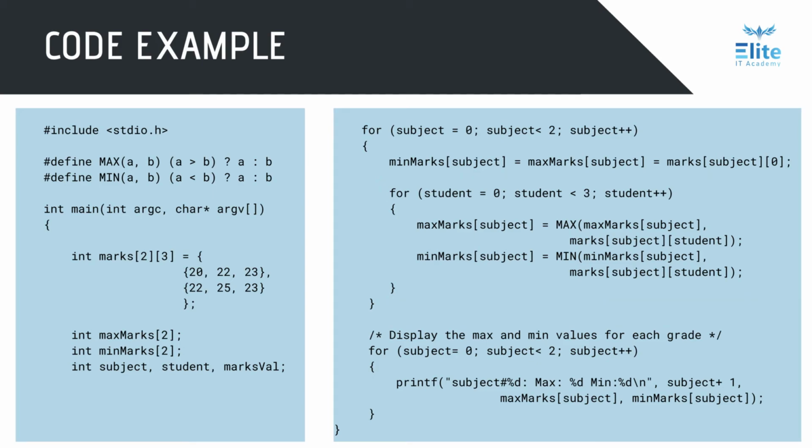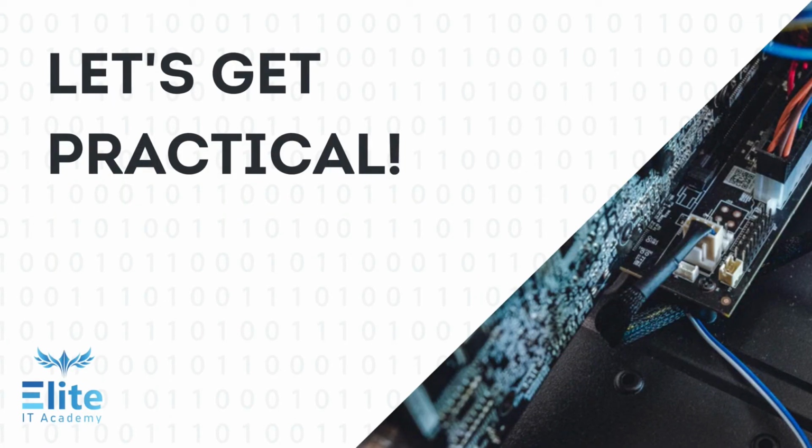The inner loop gets the max and min of one subject that is initialized by the outer loop. After the outer loop completes execution, results are displayed. We now display the largest and smallest values from the one-dimensional max marks and min marks array. Let us see how this works in practice.